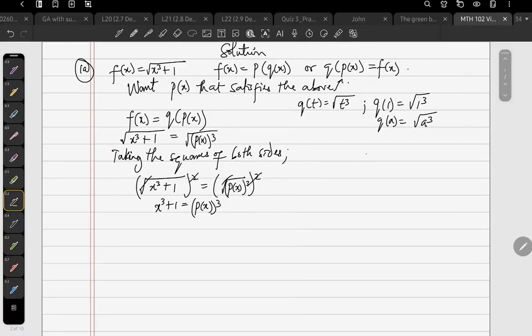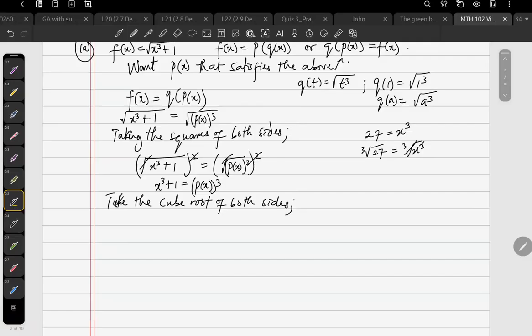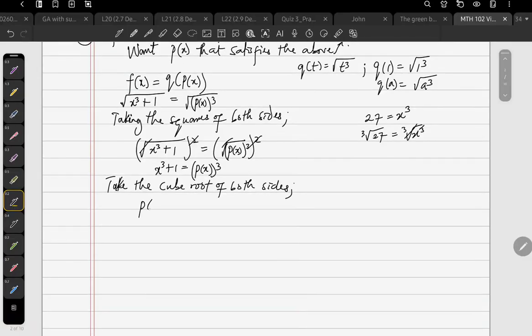So for instance, if I have 27 equals x cubed, what do we do? We take the cube root of both sides. So it's the cube root of 27 equals the cube root of x cubed, and the cube root of x cubed is just x. So if we do the same thing, we take the cube root of both sides, and we obtain p of x is equal to the cube root of x cubed plus 1. We are done, because that is our objective.